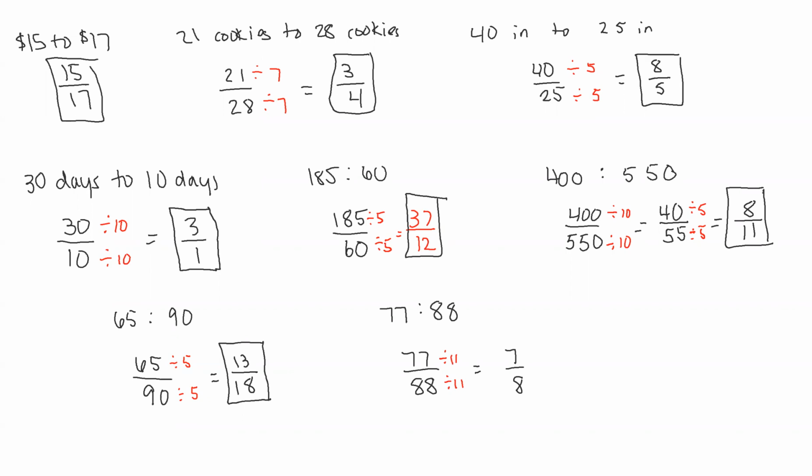So let's say one class at a school has 77 students. The next class has 88 students. We're comparing students to students. But to simplify that, we could say for every 7 students in the first class, there are 8 students in the second class. So that's simplifying really basic ratios.